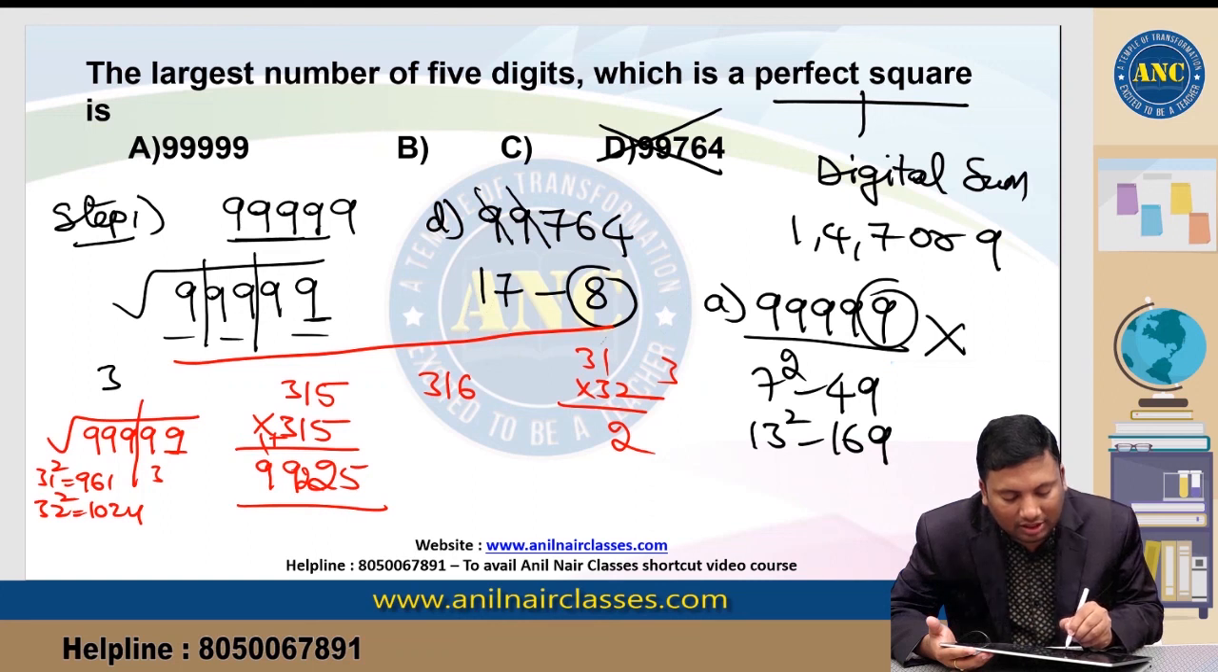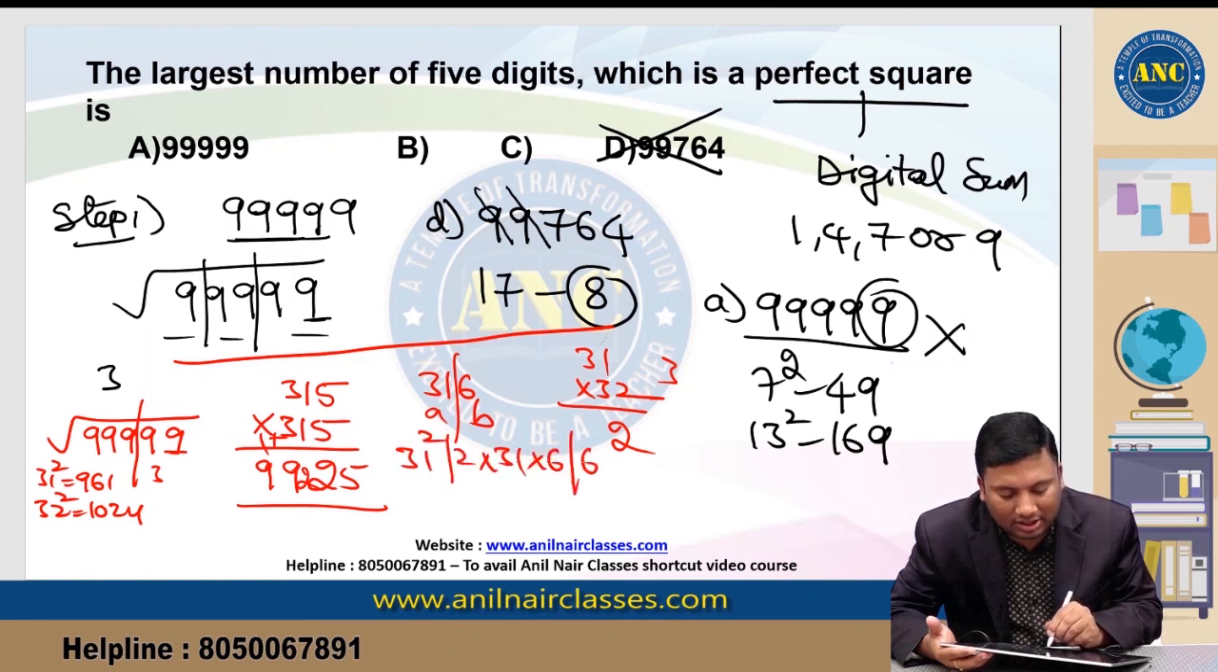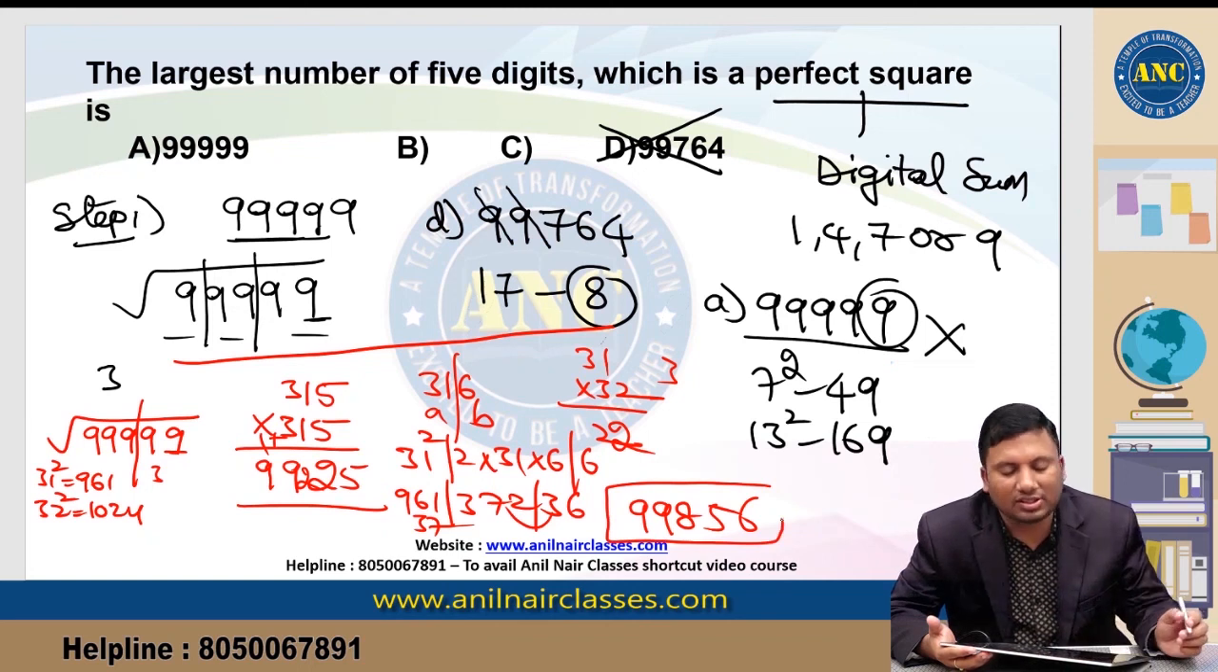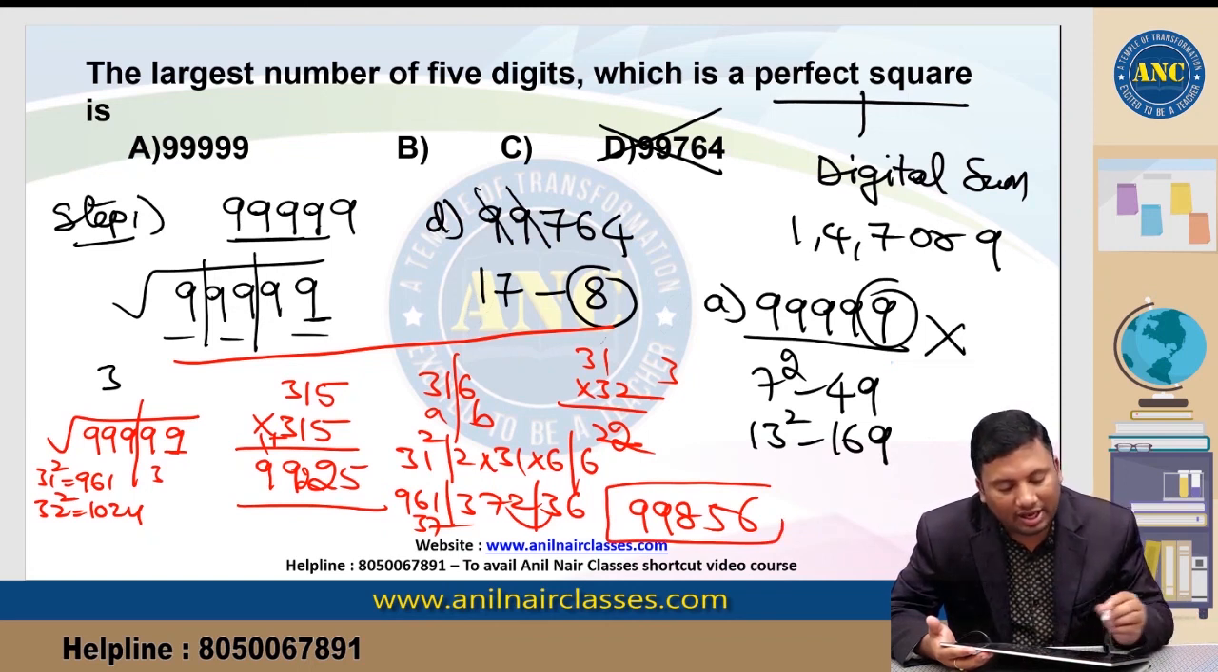316 whole square: a is 31, b is 6. 31 square, 2 into 31 into 6, and 6 square. 961, 6 2s are 12, 12 31s are 372, and 6 square is 36. So 99856.